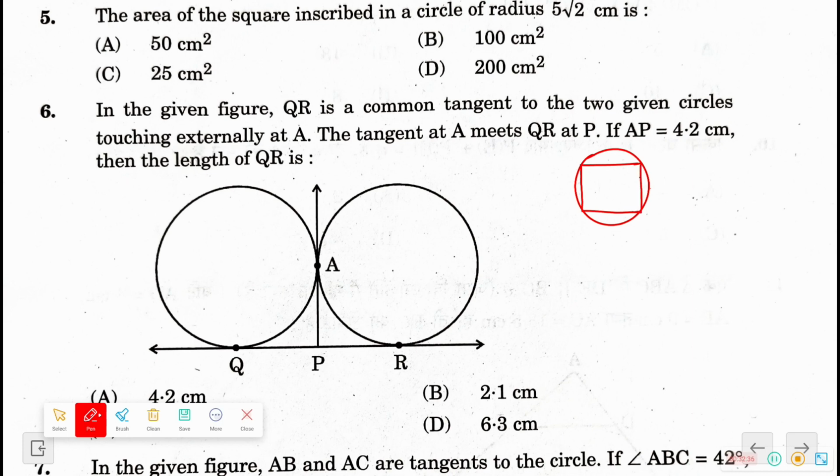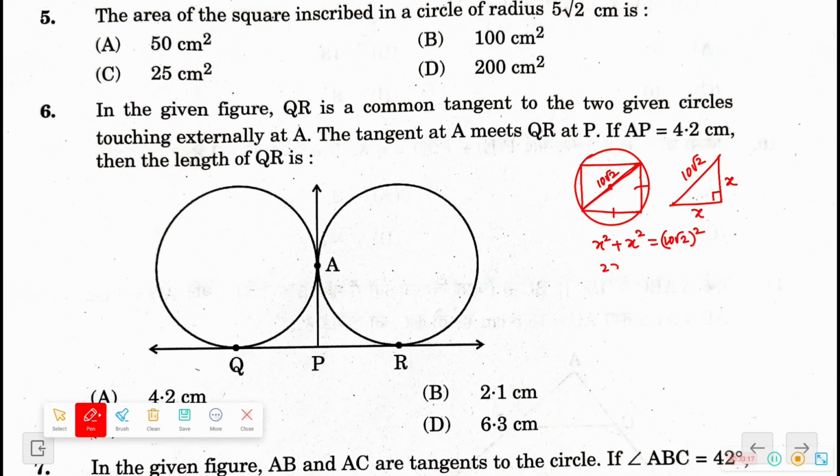Here the radius of the circle is given as 5 root 2. If you take 2 times that, it will be the diameter of the circle, and the diameter of the circle will be equal to the diagonal of the square. So this is 10 root 2. Then you can take a triangle like this, in which this is 10 root 2, and since it is a square, these two sides are equal, so you can take them as x and x. Now we can use the Pythagoras theorem. We know x square plus x square is equal to 10 root 2 whole square.